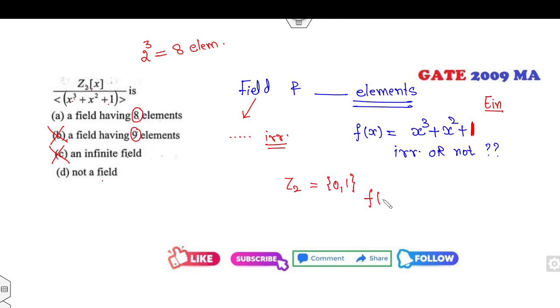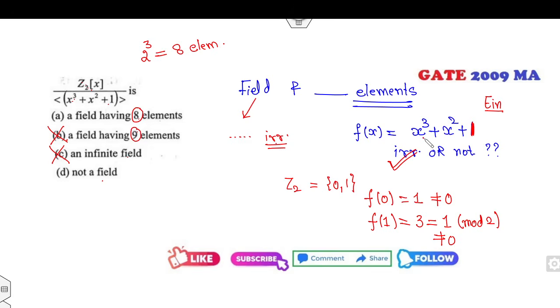So look at that. What is f of 0? 1, which is not 0. What is f of 1? 1 plus 1 plus 1 is 3, which is congruent to 1 in Z2, modulus 2. So which is non-zero. So once both values are non-zero, then it is irreducible.